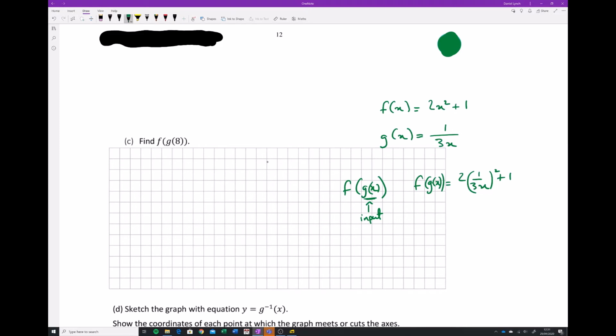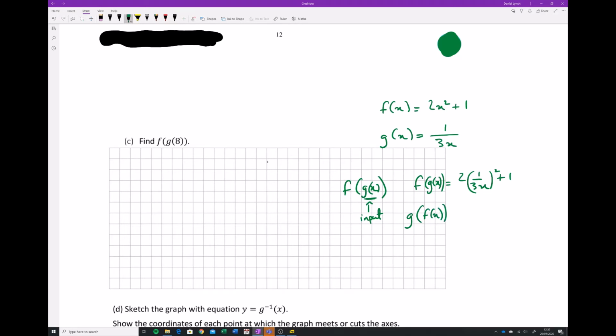Sometimes written as f after g of x. There's a small little circle, it's not an O, it's smaller than that, which they write in. What if we did just actually the other way around? g of f of x.